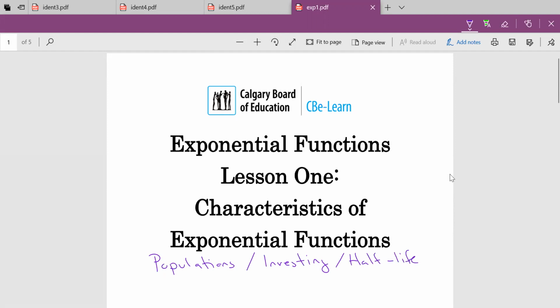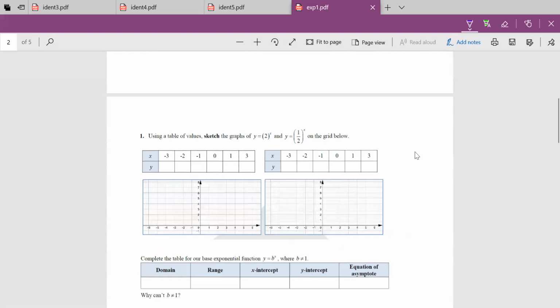So this is how we carbon date dinosaur bones. This is how we can predict how much my money is going to be worth if I'm investing for a long time. It's going to help me predict what my population is growing or decreasing to. So this is some serious applications here. Now, before we get into those applications, let's look at the graph of these things.